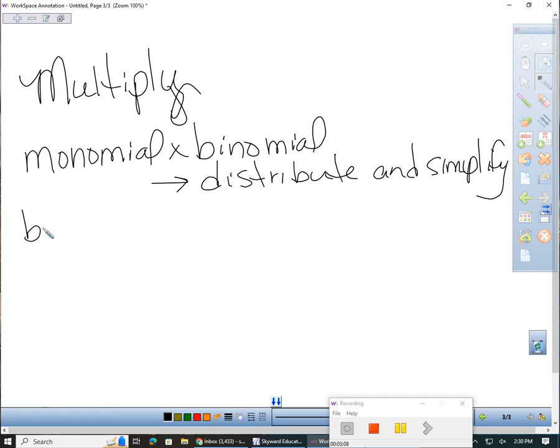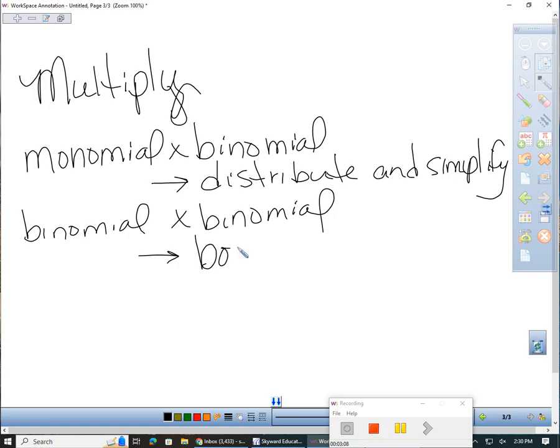If I multiply a binomial times another binomial, how do you think we multiply these? What's your favorite way to multiply binomials? No, that's division. How about we multiply in the box and simplify?